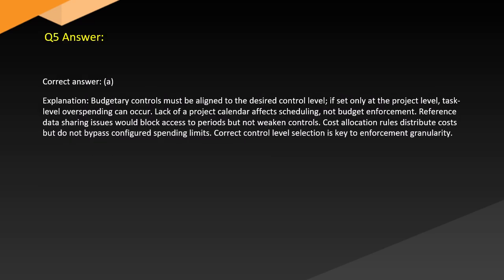Answer. Correct answer: A. Explanation. Budgetary controls must be aligned to the desired control level. If set only at the project level, task level overspending can occur. Lack of a project calendar affects scheduling, not budget enforcement. Reference data sharing issues would block access to periods but not weaken controls. Cost allocation rules distribute costs but do not bypass configured spending limits. Correct control level selection is key to enforcement granularity.